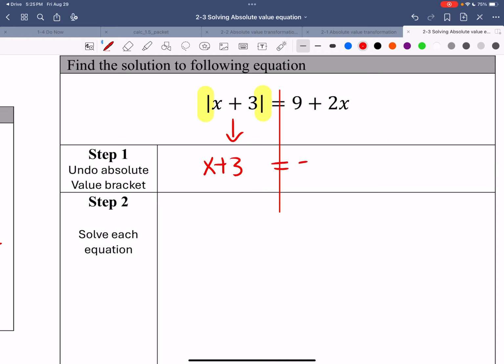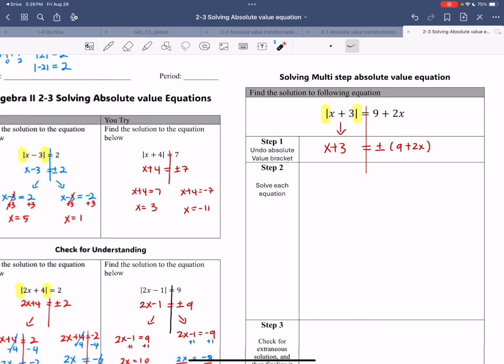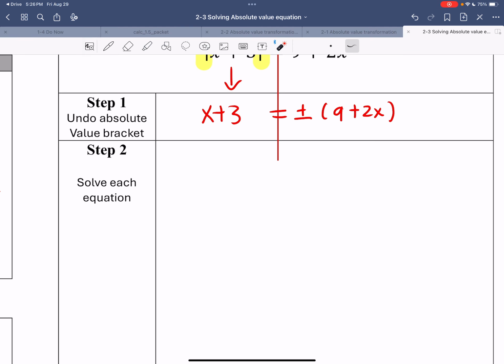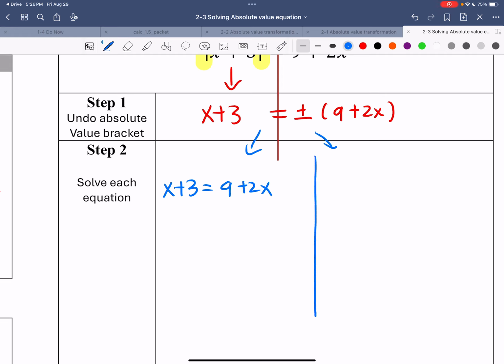On your right side, you have positive negative 9 plus 2x. I'm putting parentheses because this negative will apply to both of them. And just like this step, you're going to split this into two. So you're going to do the same thing here. Number one, I will write x plus 3 equals, for the positive, 9 plus 2x as it is. For the second one, I write x plus 3 equals, do you see this negative portion? When you distribute the negative, it flips the sign for both of them. So it's going to be negative 9 minus 2x.